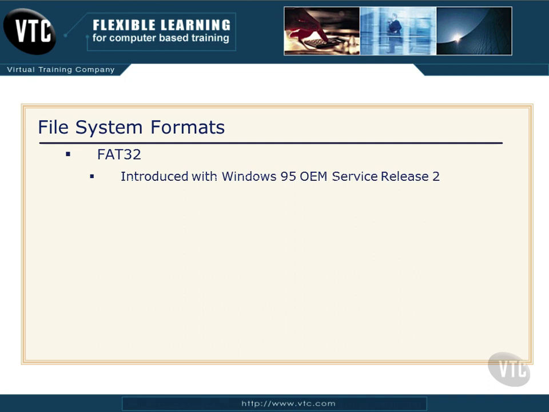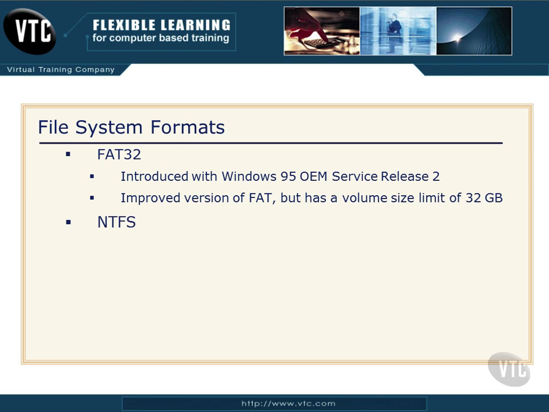Now FAT32 was introduced with the Windows 95 OEM Service Release 2, and it made a lot of promises, and it was really cool at the time. It improved on a lot of the limitations of FAT, but it still only had a volume size limit of 32 gigabytes. And that was problematic because we quickly eclipsed that with our drives, and so FAT32 got left behind.